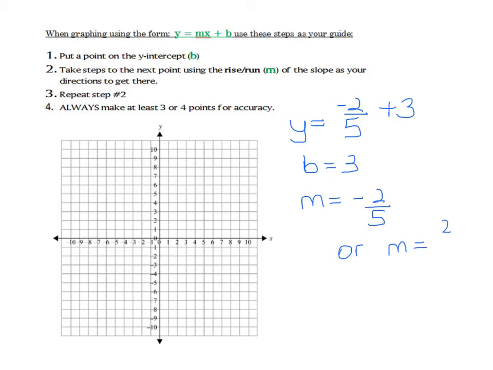Now, if I want my opposite slope, I would say 2/-5, because when it divides out, ultimately the answer still needs to be negative. So one of them needs to remain negative.